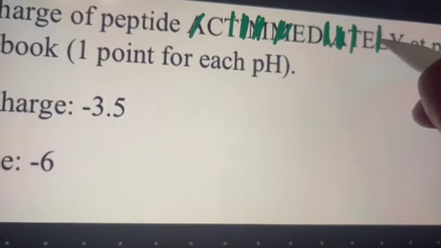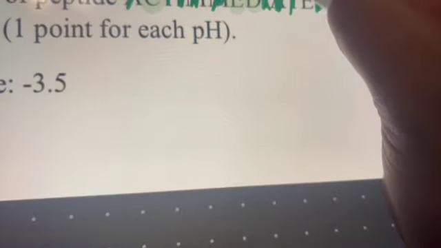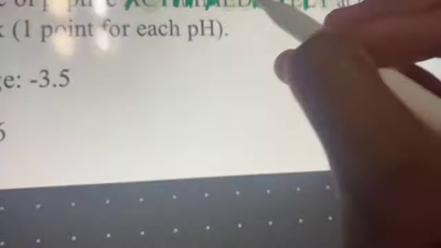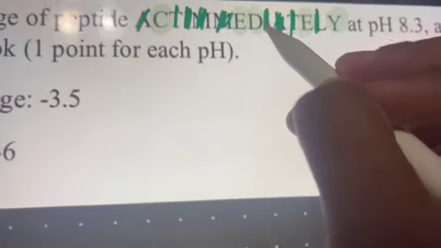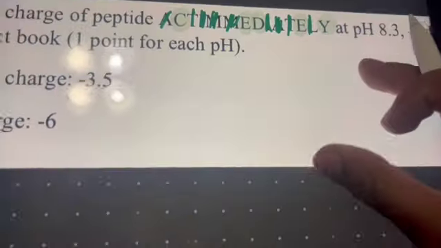E is charged. L is not charged, but Y is. So we have these 1, 2, 3, 4, 5.